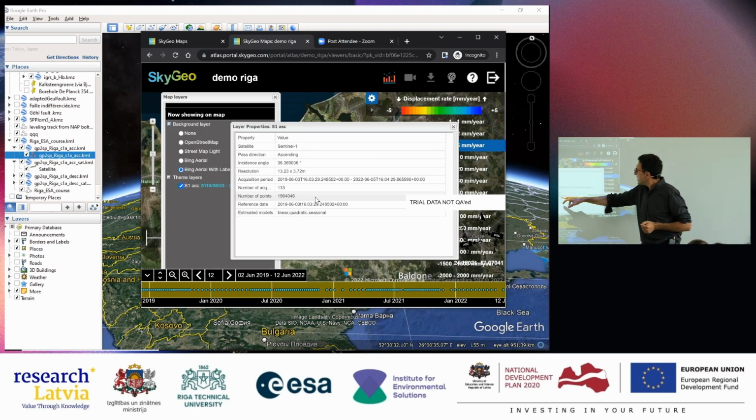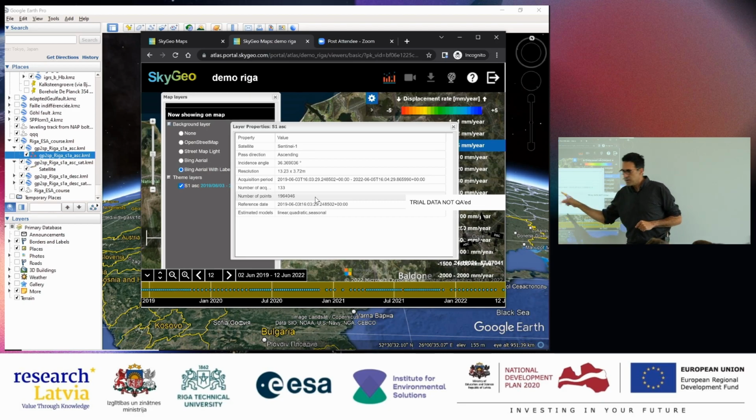Then the reference date. Here, for the choice of the reference date, we need to say, okay, where is 0? It was set here to the 3rd of June, which is actually the first image. And this is arbitrary. Where you set 0 just shifts the whole graphs a little bit up or down. But basically this says that everything was measured relative to the first image.